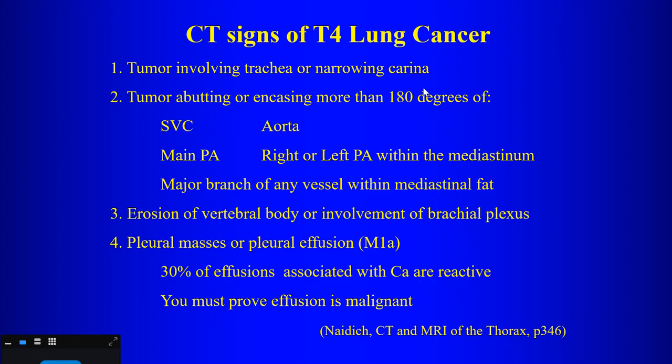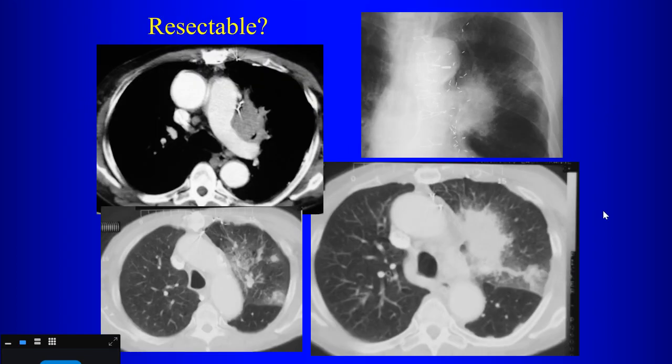So what are signs that a tumor is unresectable? Signs of T4 lung cancer. If it involves the trachea, carina, more than 180 degrees of these vascular structures, if it extends into the mediastinum, if it involves the vertebral body. Malignant pleural effusion makes it M1A. That also makes the tumor unresectable if you have that. Although you have to prove that the effusion is malignant, make sure it's not a reactive effusion. Okay? Is this resectable?